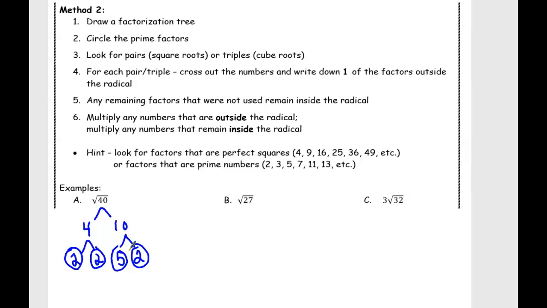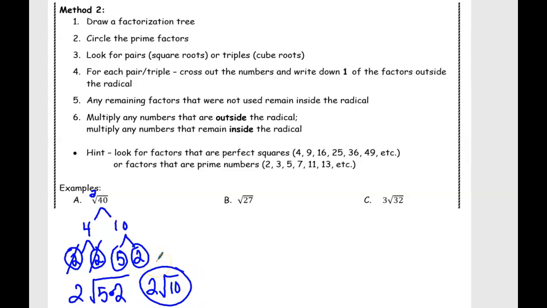Now I need to look for, because my index is 2, notice there's no number there, so that's really a 2 for my index, meaning I'm finding the square root. 2 means I need to find my doubles. So all my doubles that I have, in this case I've got one set of 2 doubles, so I'm going to pull that outside of the radical. So 2, and then what's left over, if I can't match them up, I'm going to multiply together, and I get 5 times 2. My final answer is 2 radical 10.